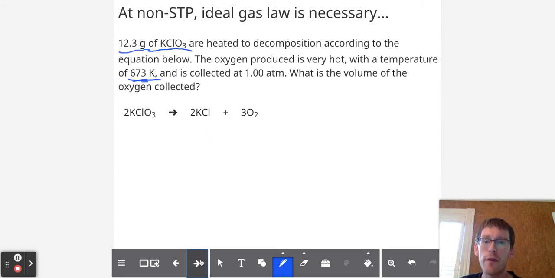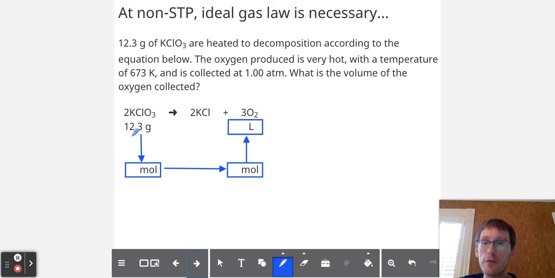So if we're asked to find the volume of the oxygen collected, we can set this up according to what we have. We know we've got the grams of KClO3. We need to go to liters of O2. And to do that, we need to first get moles of KClO3 and then moles of O2 and then liters of O2. The conversion factors, well, we need to use the molar mass of KClO3, which is 1 potassium plus 1 chlorine plus 3 oxygens. Look their molar masses up on the periodic table and add them, and you get 122.55 grams per mole.